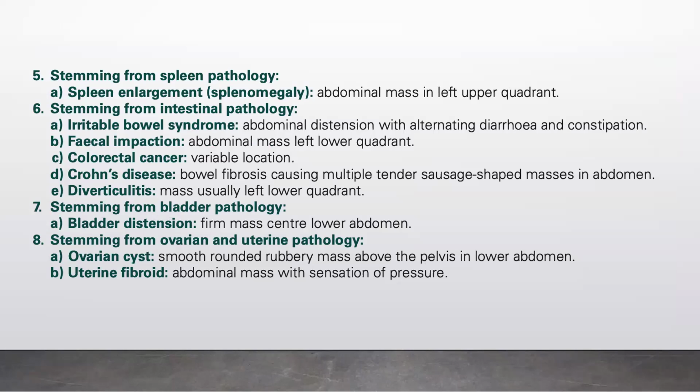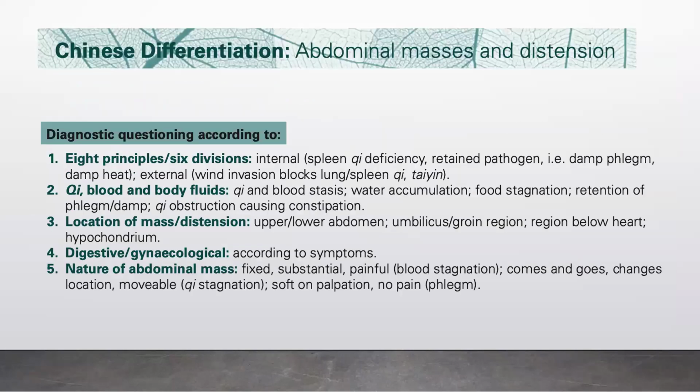And number seven is stemming from bladder pathology, where there's bladder distension. It's a firm mass on the center lower abdomen. Number eight is stemming from ovarian and uterine pathology. There's ovarian cyst, where there's a smooth, rounded, rubbery mass above the pelvis in the lower abdomen. There's also uterine fibroid, which is an abdominal mass with a sensation of pressure.